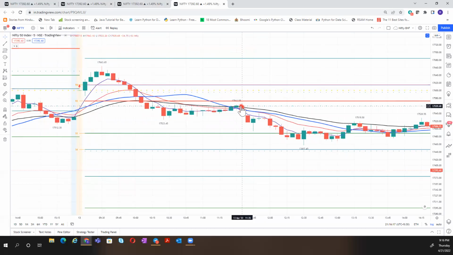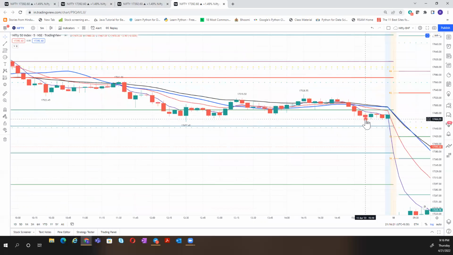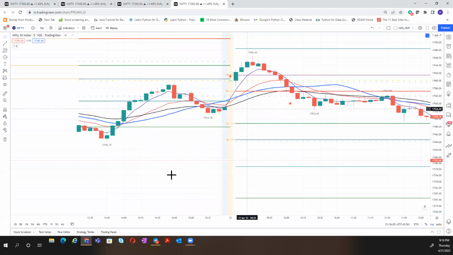With this red candle, the black line is going, 20 is below and 5 is below. If you capture here, even with this slow movement, if you put stop loss here, you can capture this much amount of money here, here, here, or 1:2. This is exactly how you're supposed to trade.